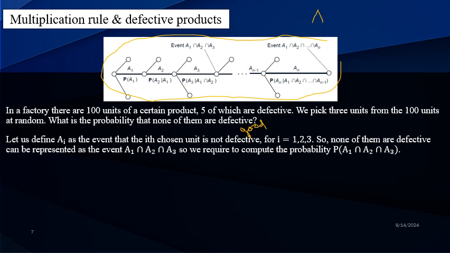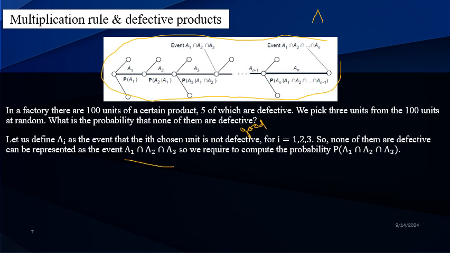So Ai is talking about the ith chosen unit. There are 3 units you have picked at random. A1 is talking about the first chosen unit being good or not defective. And likewise, none of them are defective, or all of them are good, will be denoted by A1 intersection A2 intersection A3. Here we have to compute the probability of this intersection, the joint occurrence of A1, A2, A3.